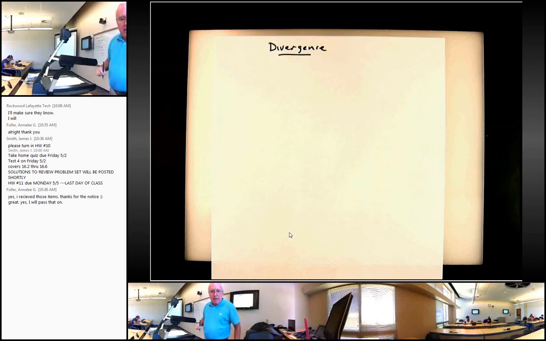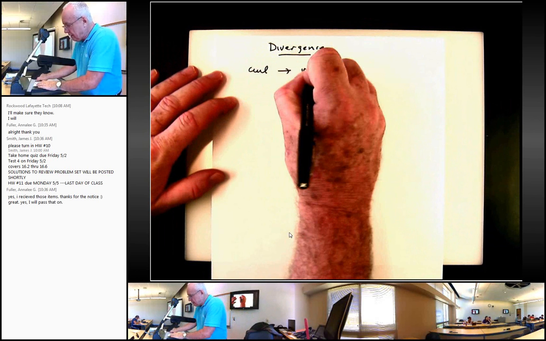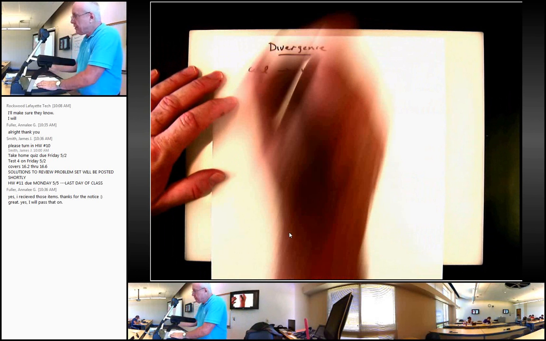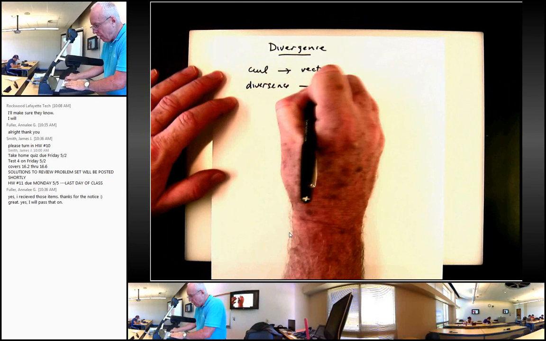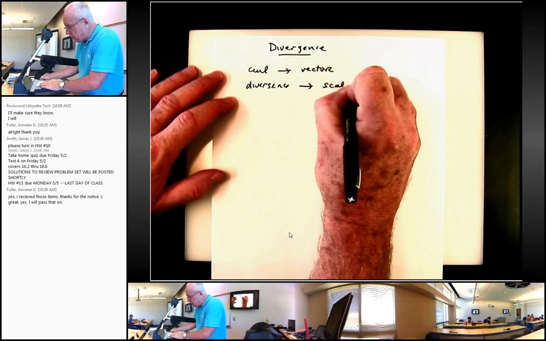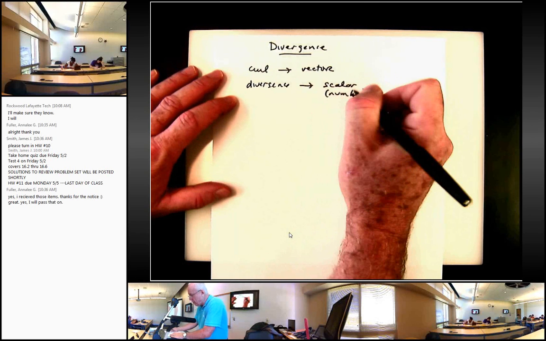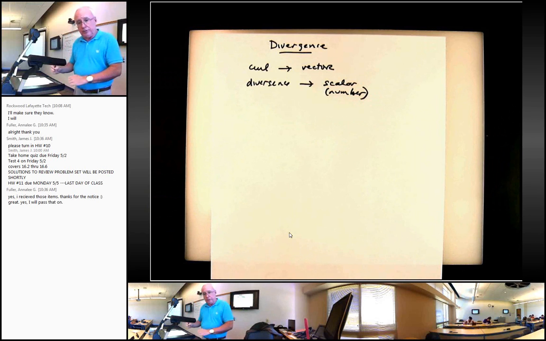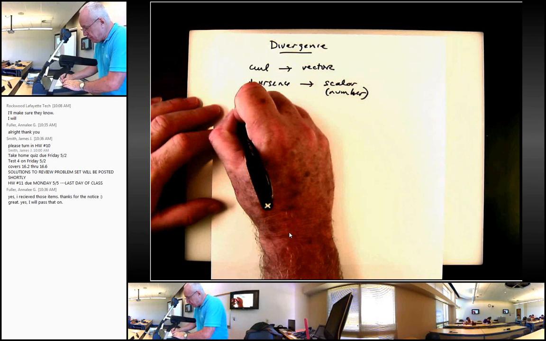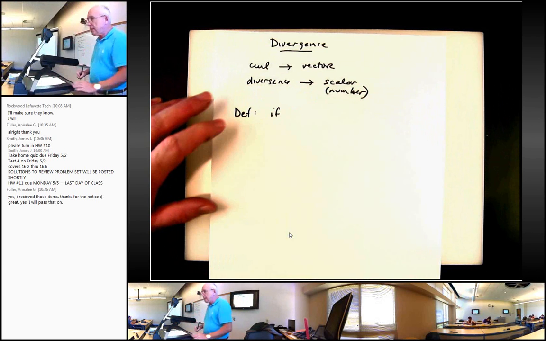Okay. Now, curl gives us a vector. So I want you to understand that curl is a vector. This concept of divergence gives us a scalar, or a number. All right. Okay. So how is divergence defined? Definition.